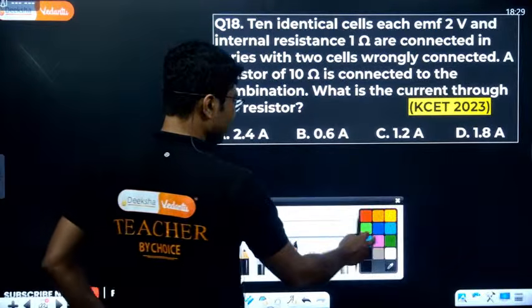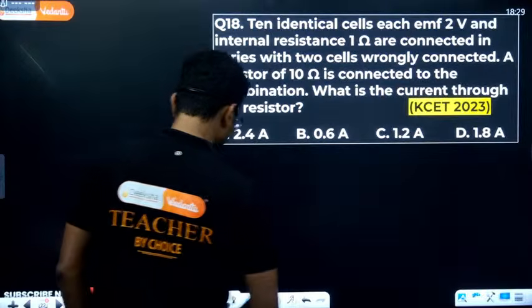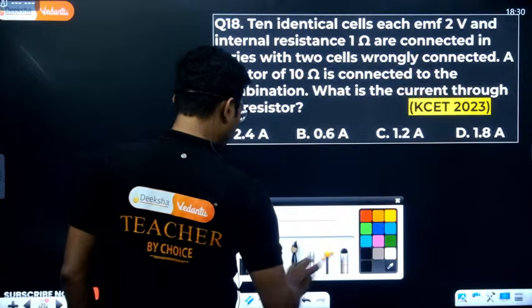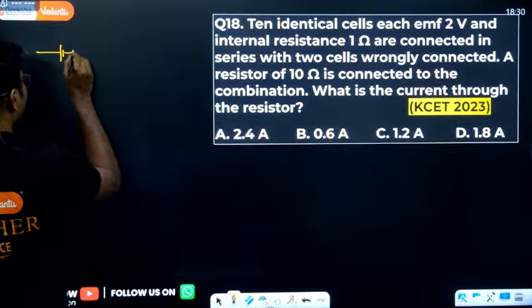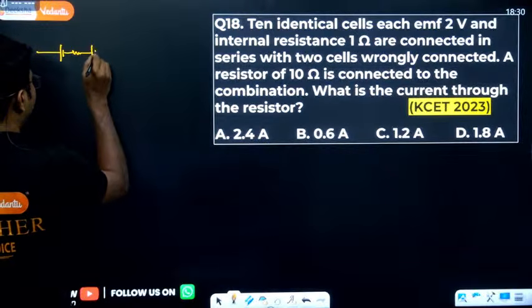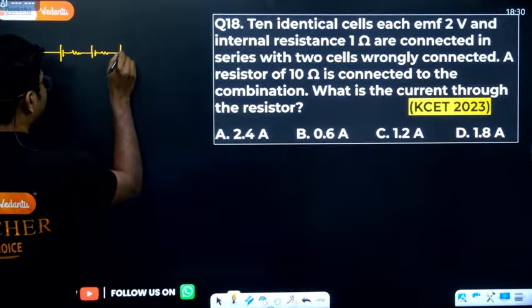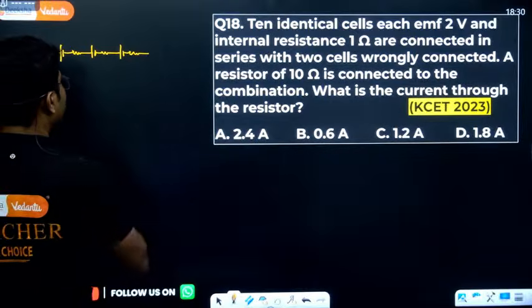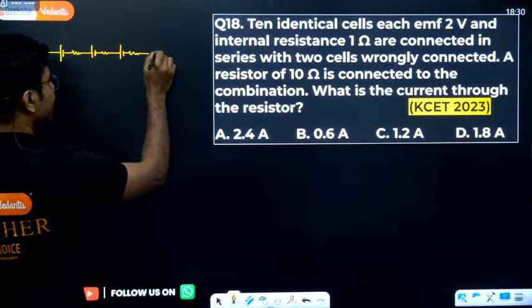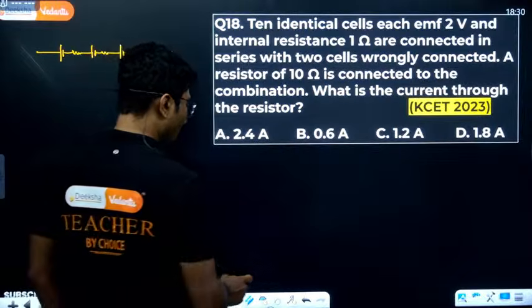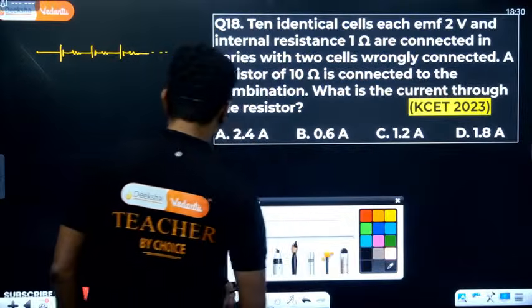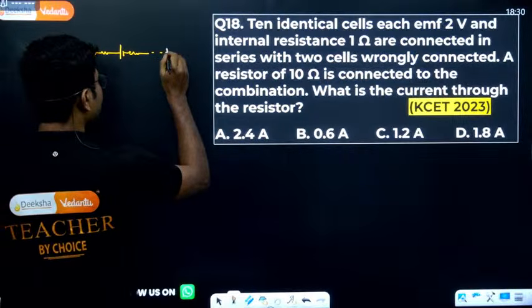Let us understand this diagram carefully. Here we have 10 cells, like this. There are a total of 10 cells. Out of these 10 cells, 2 cells are wrongly connected. What is the meaning of wrongly connected? Wrongly connected means they are connected in reverse.